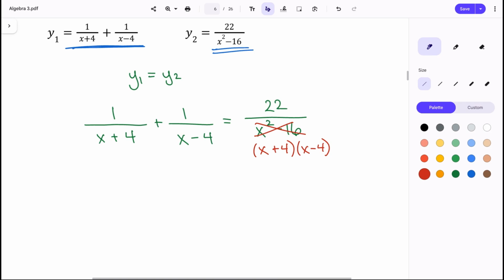So now think about least common denominator. We want them to have the same pieces. They all need to have an x plus 4 and an x minus 4. Some have one or the other, and the last one has both. But I'm just going to write my LCD here, and it needs to be both pieces.